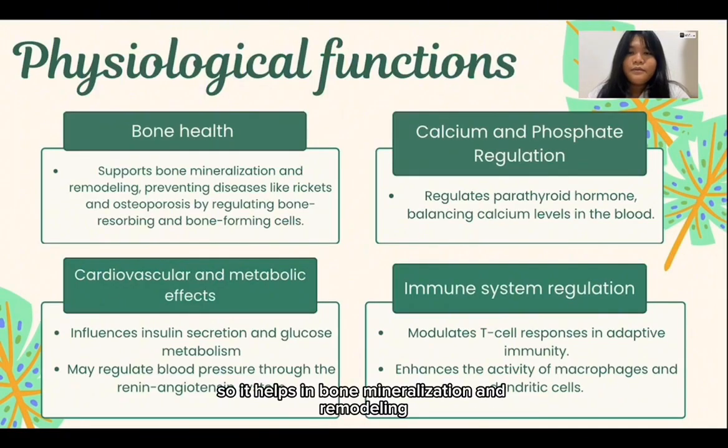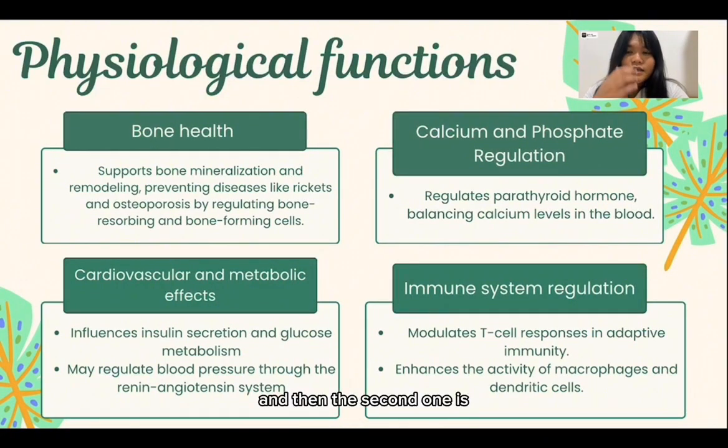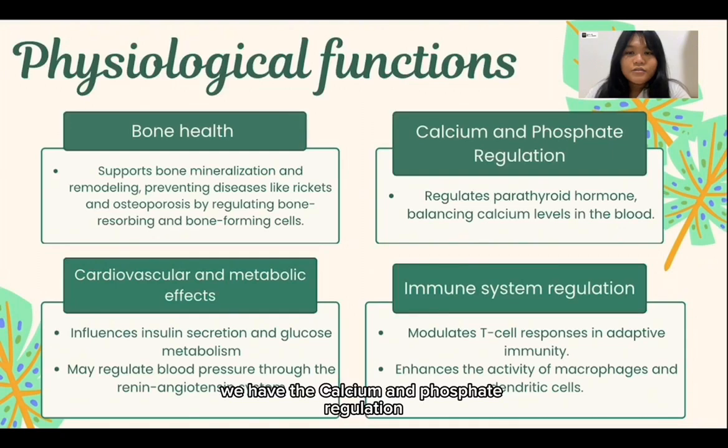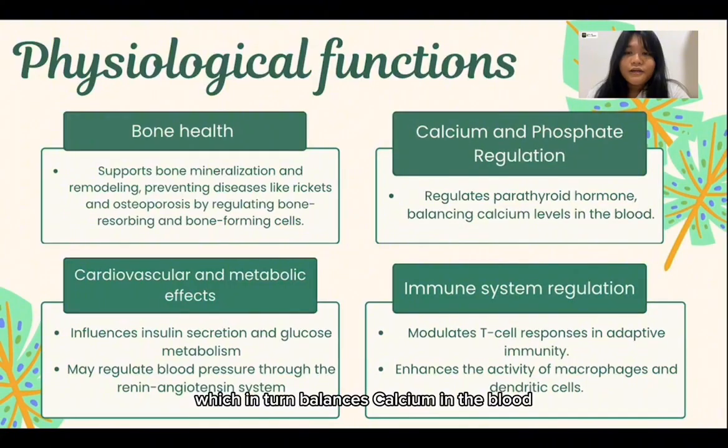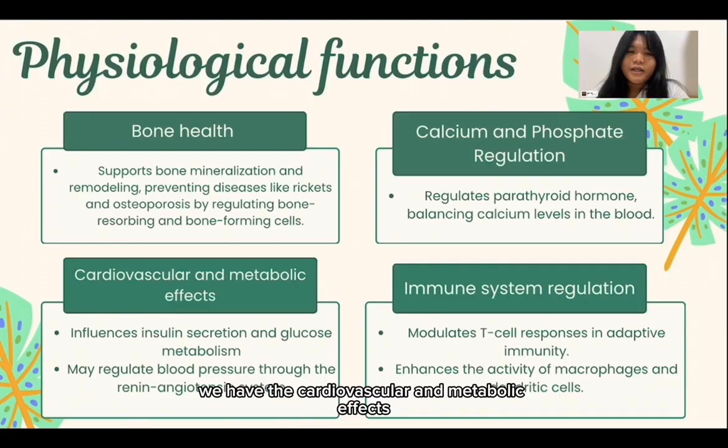So it helps in bone mineralization and remodeling, preventing diseases like rickets in children and osteoporosis in adults. And then the second one is calcium and phosphate regulation. So vitamin D helps control parathyroid hormone levels, which in turn balances calcium in the blood. And then the third one is the cardiovascular and metabolic effects.